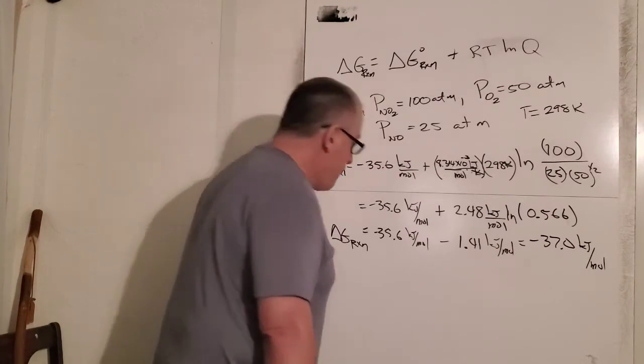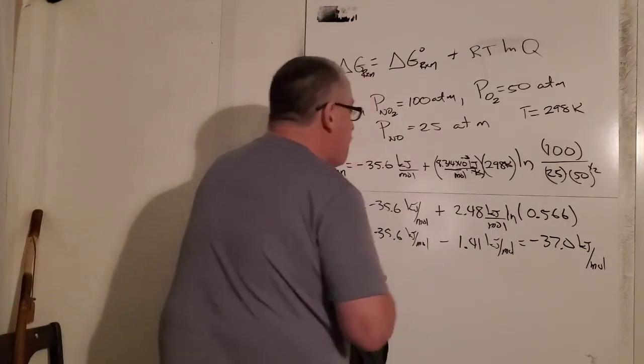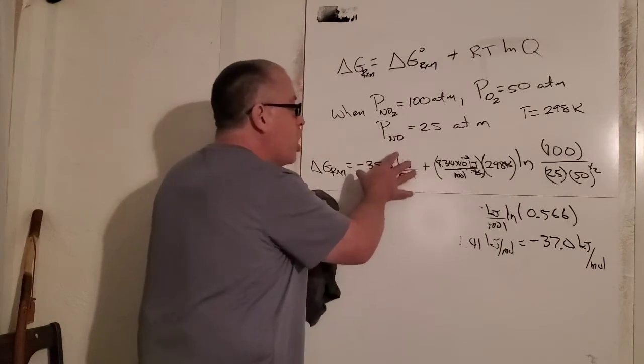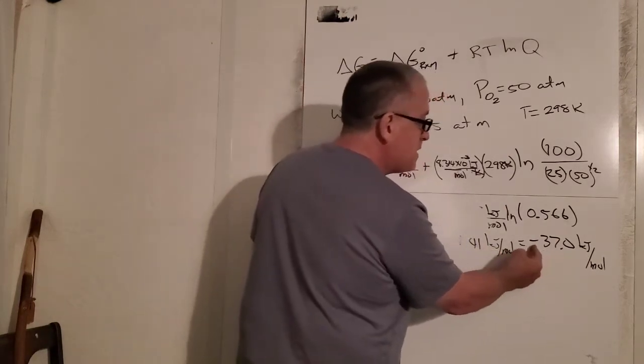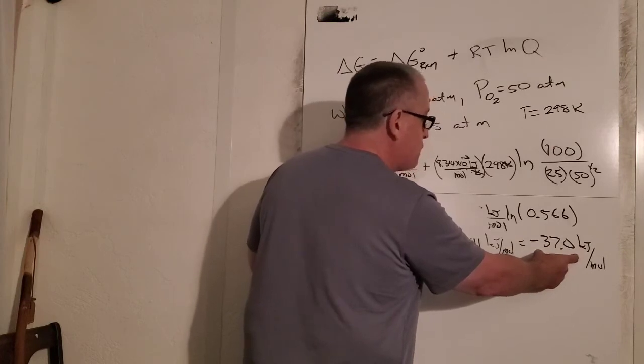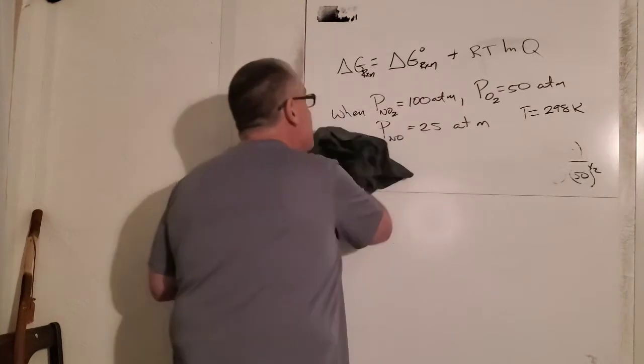Okay, let's try another one, just for you guys to get the feel for it. By the way, that tells me under non-standard conditions, it'll be spontaneous. And the max amount of work I can get out of it would be 37 kilojoules per mole. That's what that means.